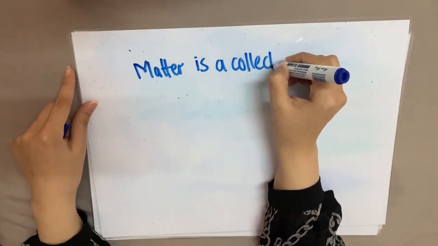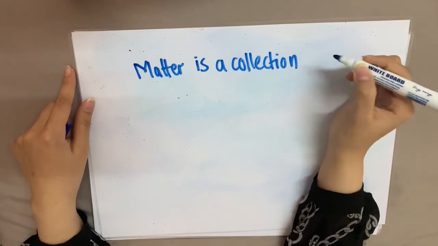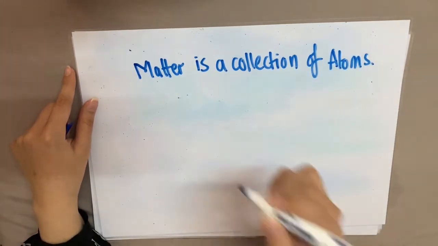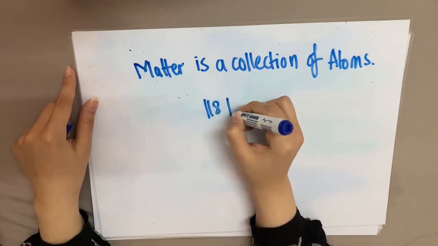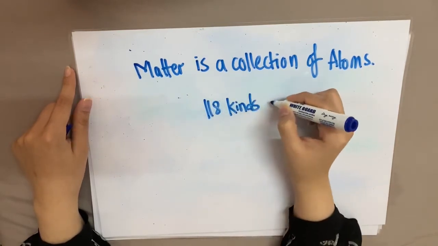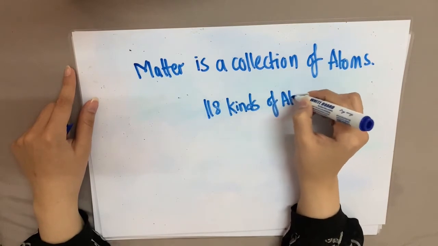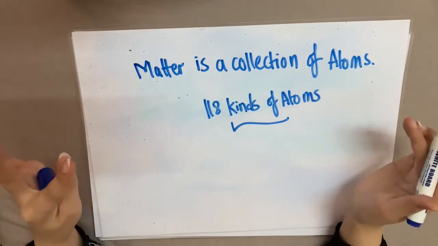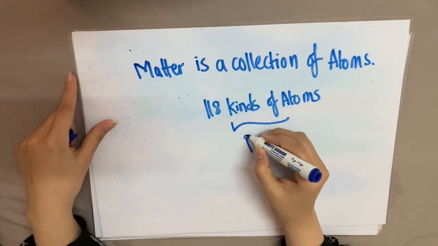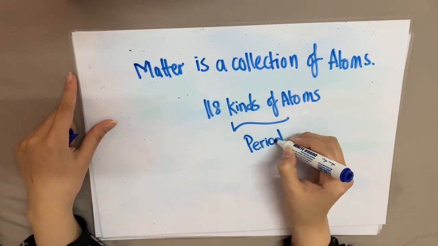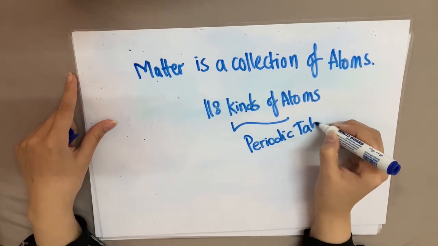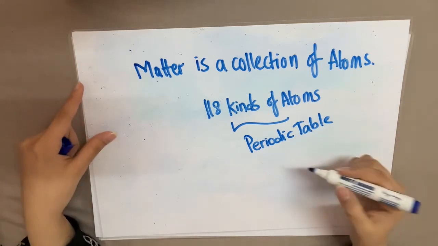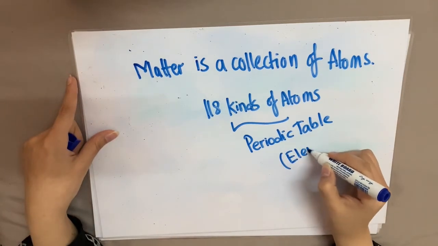Scientists discovered 118 kinds of atoms and they placed them somewhere safe. So we have 118 kinds of atoms. These 118 kinds of atoms, the scientists organized them, arranged them, categorized them, and put them in a table called the periodic table. So, do we call what's in the periodic table an atom? No, we call them elements in the periodic table.